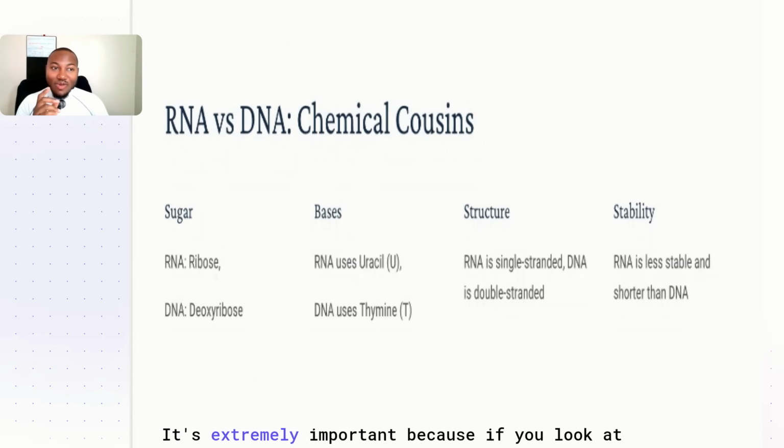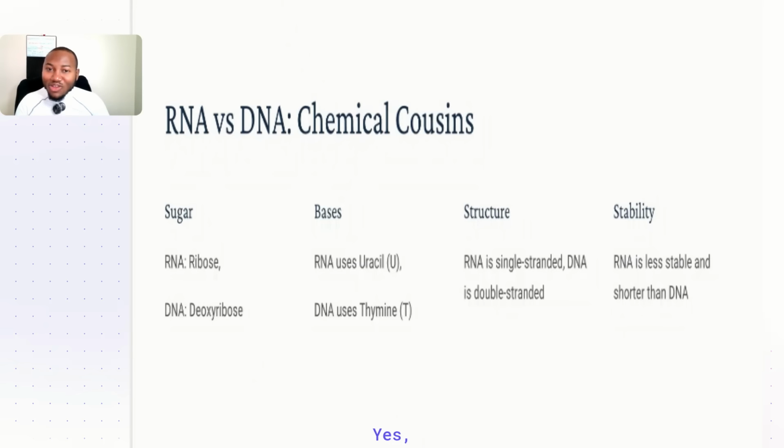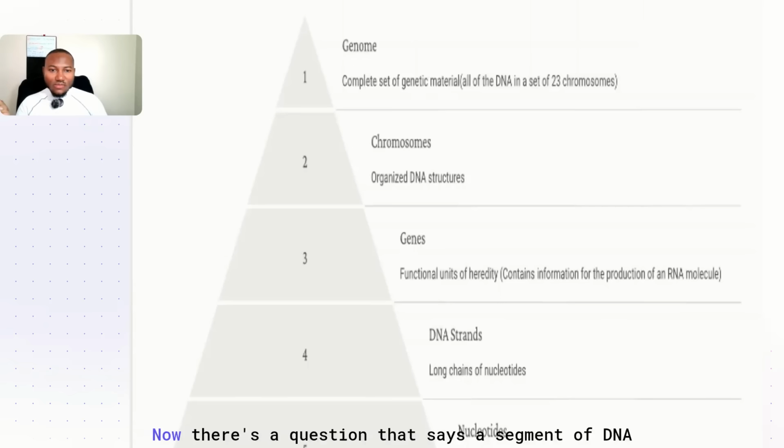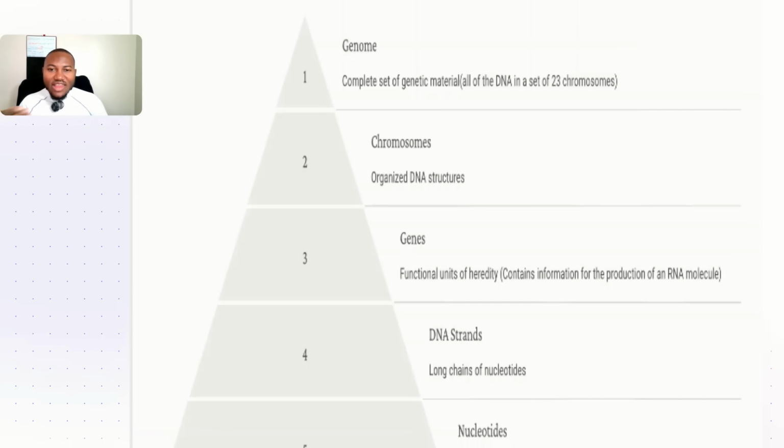It's extremely important because if you look at the options, thiamine, uracil, ribose: yes, you can see ribose. Guanine, yes, you can see guanine. Uracil, yes, you can see uracil, but you can't see thiamine. This is the kind of question you will meet. Now, there's a question that says, a segment of DNA that codes for the production of a molecule of RNA is known as what? We have codon, anticodon, base triplet, promoter, and gene.